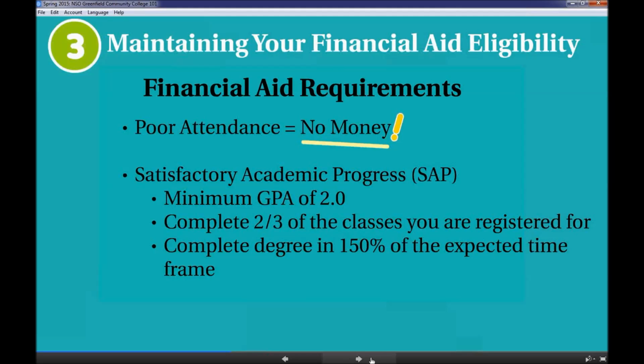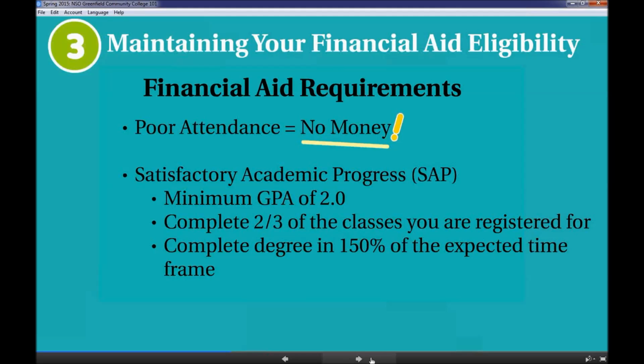A few other things to keep in mind are the pieces of SAP, or Satisfactory Academic Progress. These are a few requirements that students need to comply with in order to keep their financial aid. So you need to maintain a minimum GPA of 2.0. That doesn't mean that you can't fail a class. Sometimes students fail classes, it happens. What this is saying is that your overall GPA is going to maintain a 2.0 or higher, which is about a C average. You're going to complete 2/3 of the classes that you're registered for.